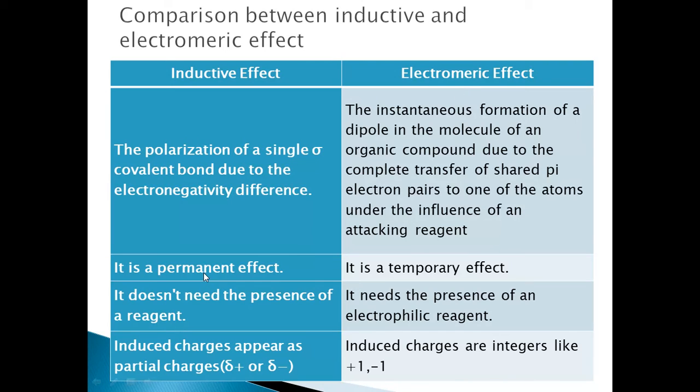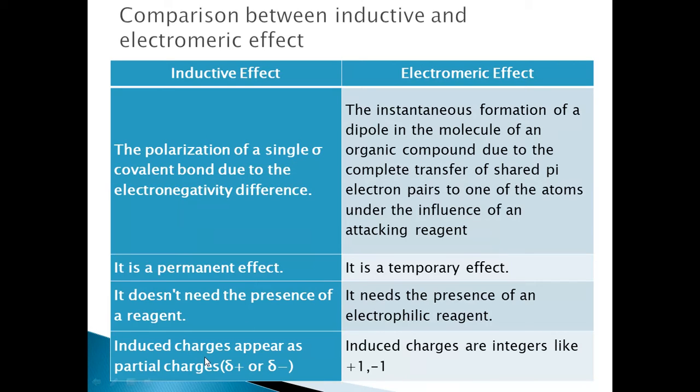Inductive effect is a permanent effect. Electromeric effect is temporary. If the attacking reagent is no more there, the molecule reverts back to its original state. Inductive effect does not need the presence of any reagent before it operates, whereas the electromeric effect needs an attacking reagent before it can operate.